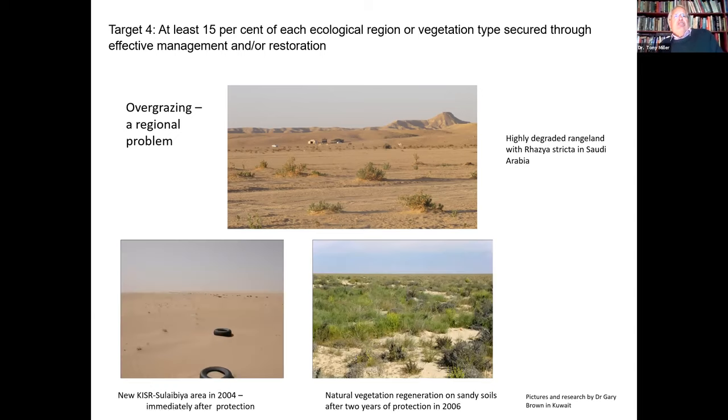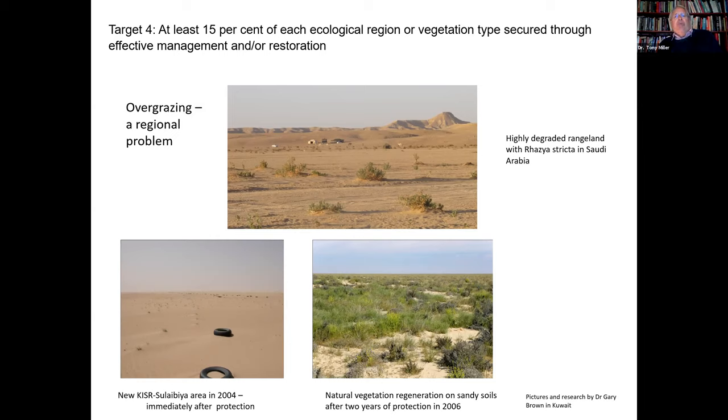And it's quite interesting to see just the success that you have on restoration programs in desert. So this is work done by Gary Brown in Kuwait. On the left, we have an area completely degraded, overgrazed in 2004. Just 2 years later, after protection, no active measures were taken, purely fencing, just protection. 2 years, you return to something that looks like really quite a healthy desert.